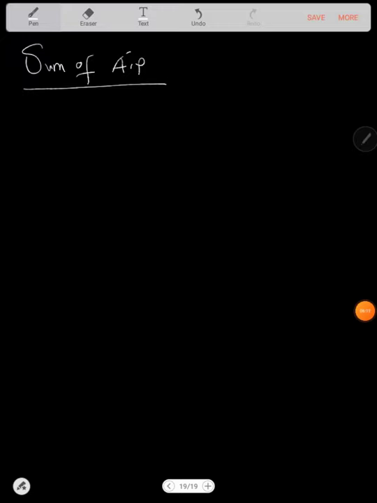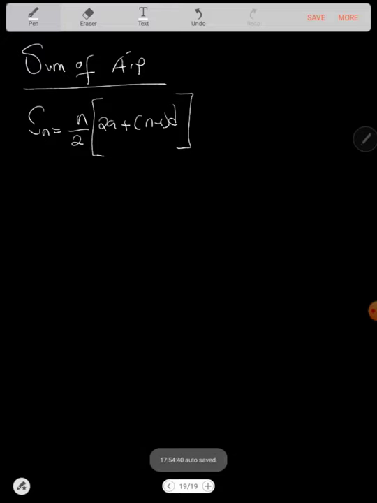Apart from the nth term of an AP, another thing that you need to know is the sum of AP terms. The sum of any n terms is given by n over 2 times 2A plus n minus 1 times D, like that.